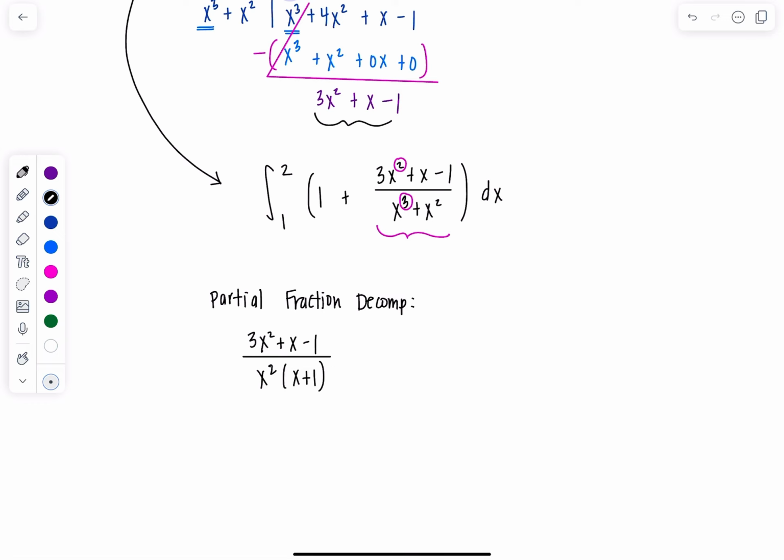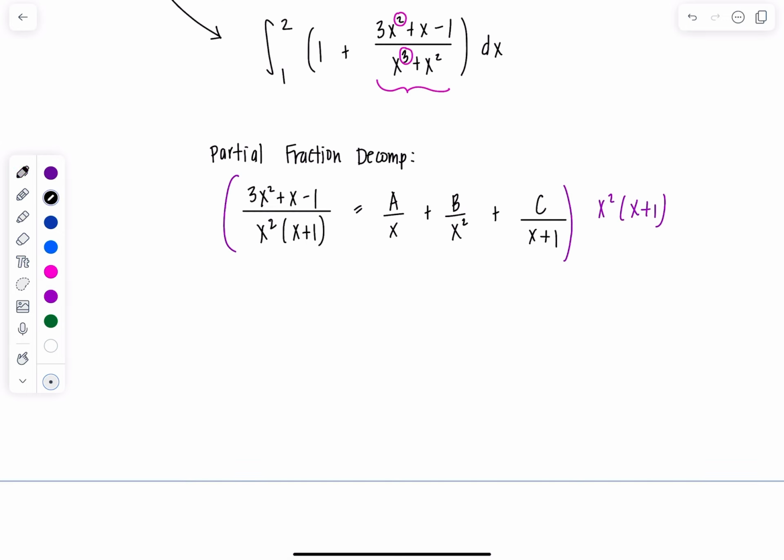So let's think about it. What would the format of the decomposition look like? x squared is a repeated linear factor, so you're going to have A over x plus B over x squared, and then I'll have one more constant, C, over x plus 1. All right. Next step, we multiply everything by the LCD, which is x squared times (x plus 1), and then solve for our constants.